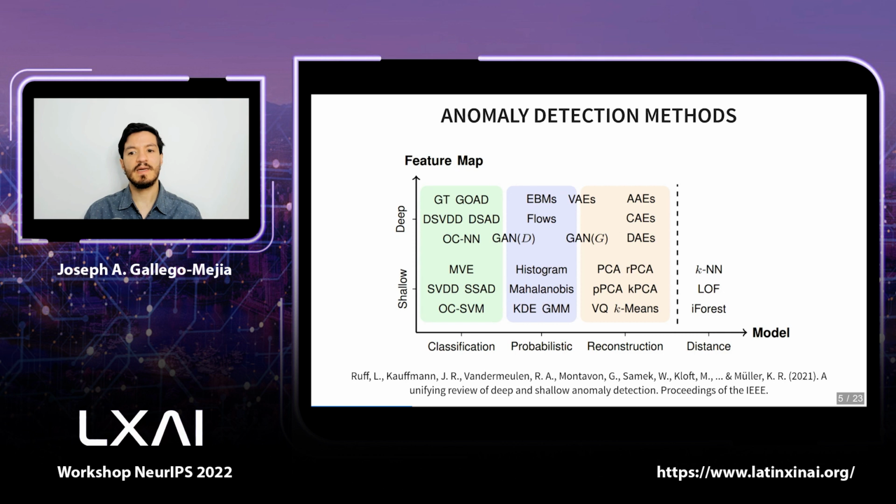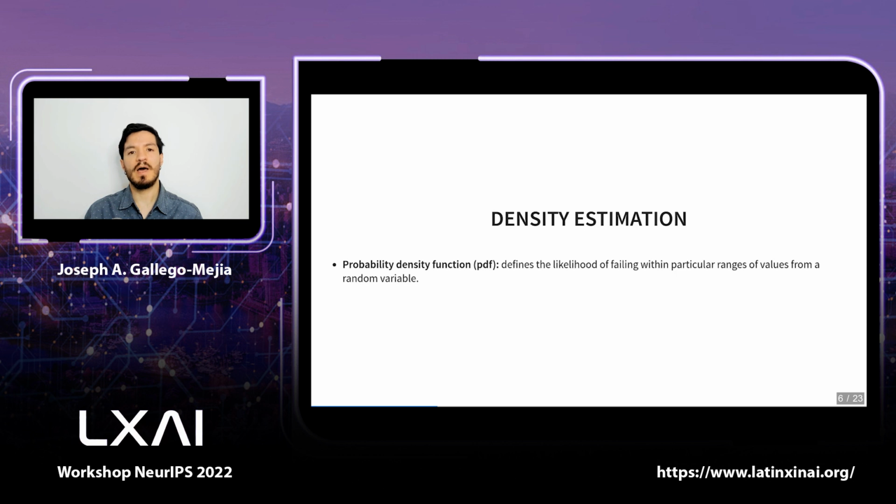There exist different kinds of models for anomaly detection. Some of them are based on classification, probability, reconstruction, or distance. There are more traditional ones, like shallow methods such as KNN or iForest, and deeper ones such as autoencoders, variational autoencoders, or one-class neural network methods.